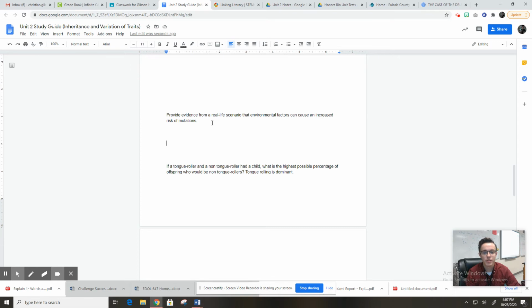Provide evidence from a real-life scenario that environmental factors can cause an increased risk of mutations. Well, the main one I can think of is skin cancer caused from too much sun exposure, specifically UV radiation. If you go to a tanning bed and sit there for like 6 hours, that high intensity UV can actually cause skin cancer. If you spend too much time in the sun, especially in a warmer climate closer to the equator, and you don't wear sunscreen, you're exposing your cells to UV radiation, which can mutate the DNA, causing cancer.